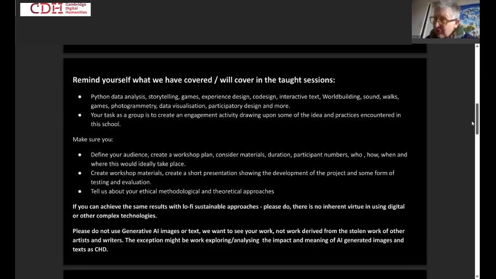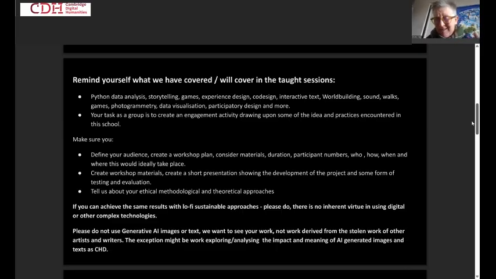project specifically is critically investigating some aspect of generative AI. We want to see work that's by you, not work that's derived, or even, in some opinion, some of us believe that this kind of work is stolen. So we don't want to see that. We want to see what you can do.